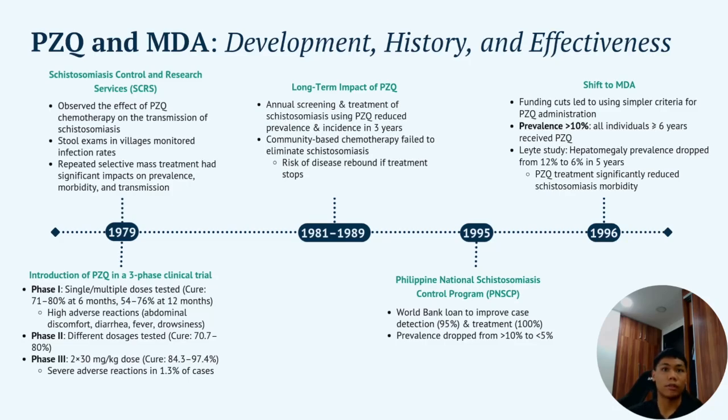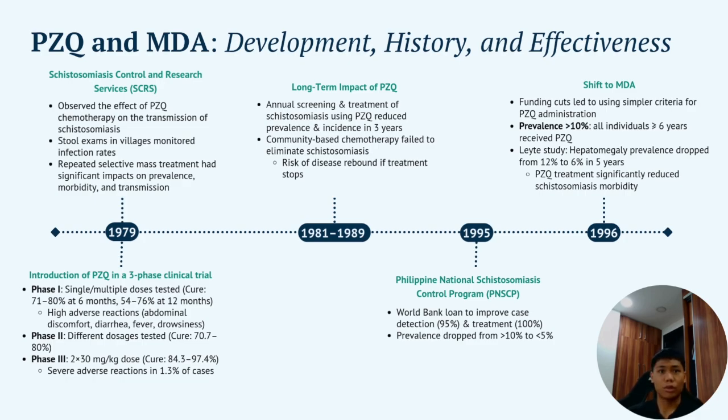In the first phase, it used different dosages, either single or multiple, to assess cure rates among patients. And this saw a range of around 71 to 80% at 6 months post treatment, with a drop to 54 to 76% after 12 months. And at this time, there was a high incidence of adverse reactions such as abdominal discomfort, diarrhea, fever, and drowsiness.